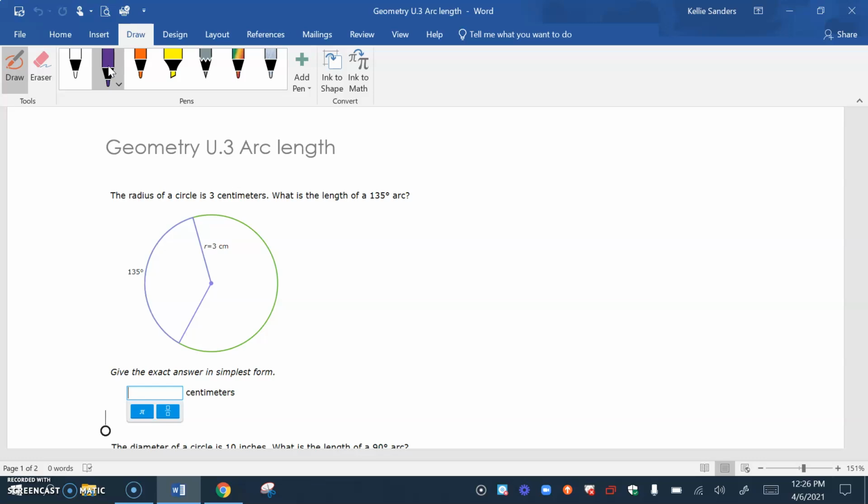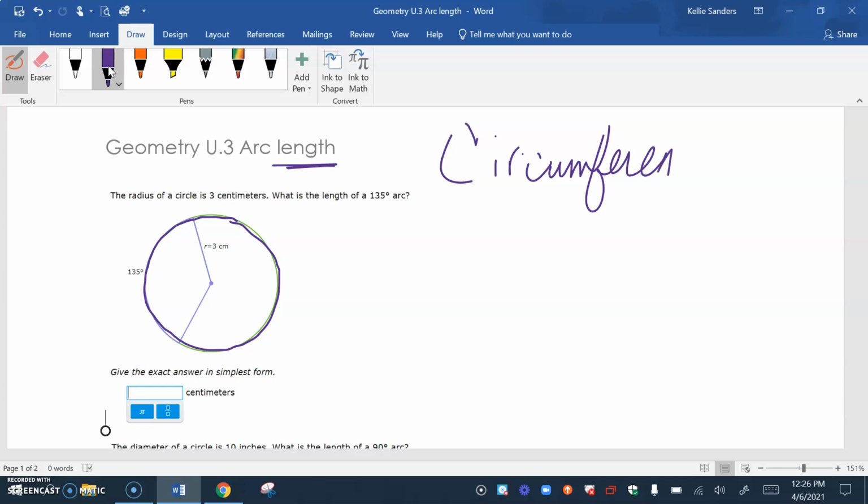W.4 Arc Length. Now think of the word length and part of a circle. What was it called when we determined the length around a circle? It was called circumference, right? C-I-R-C-U-M. Circumference. And do you remember how to find circumference?